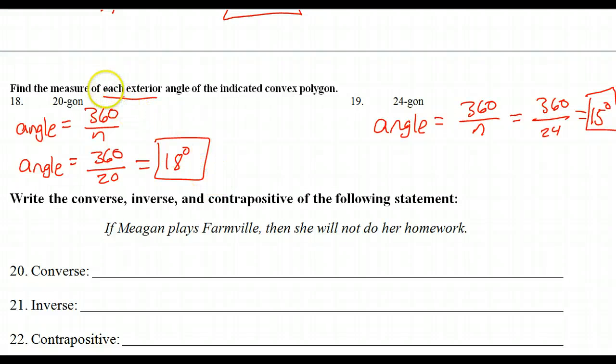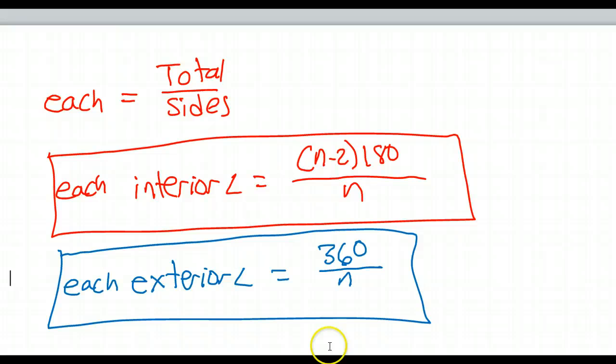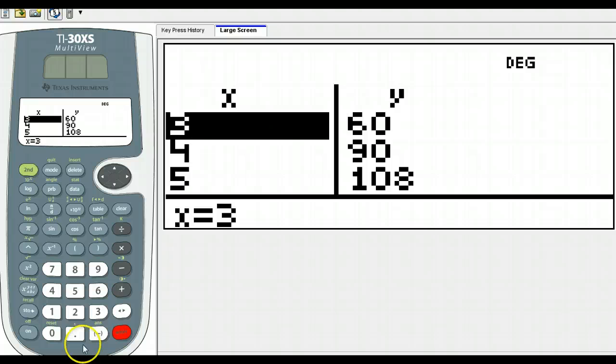Anytime they're talking about each angle, just remember that any one angle is going to be the total divided by the number of sides. If it's exterior, it's just 360. If it's interior, you'll have to do n minus 2 times 180. Remember that you could type the whole formula into your calculator and just look and see which one works as a shortcut.